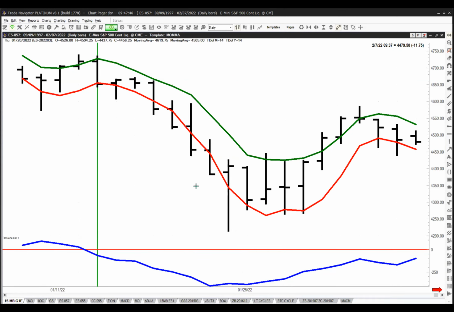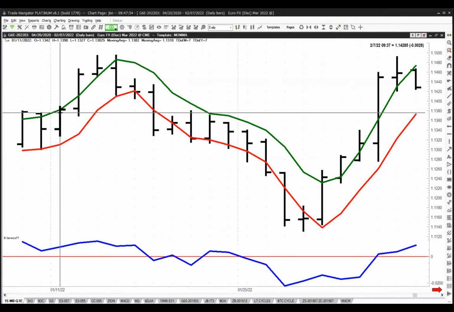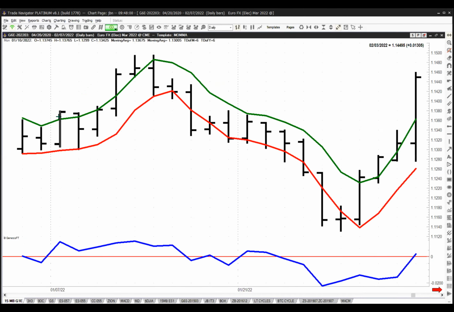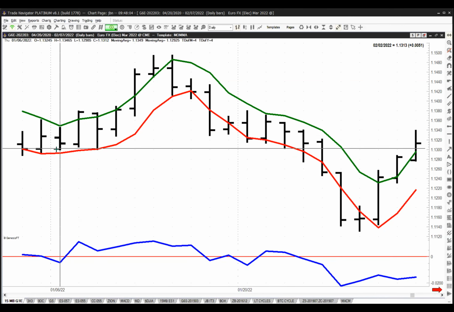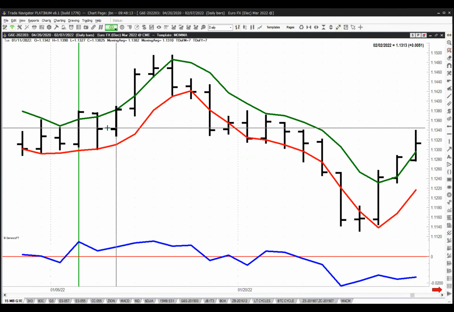So we can do this on the currencies. For example, let's look at the euro currency. Here we go. Here's the euro. And you'll notice the trend turned bullish right over here. This was the buy. This was the target. So that's another way to do it.